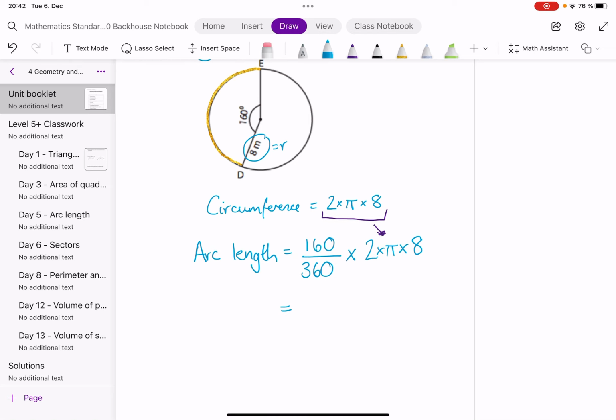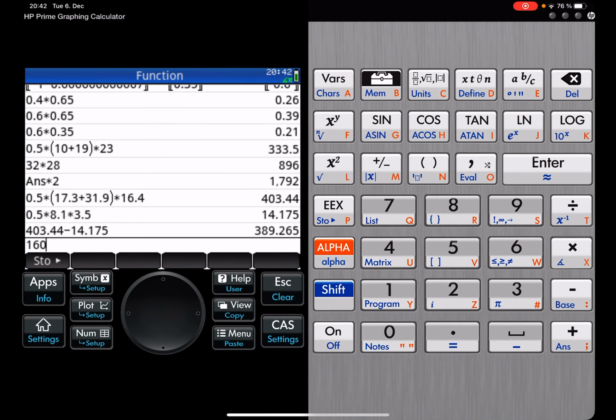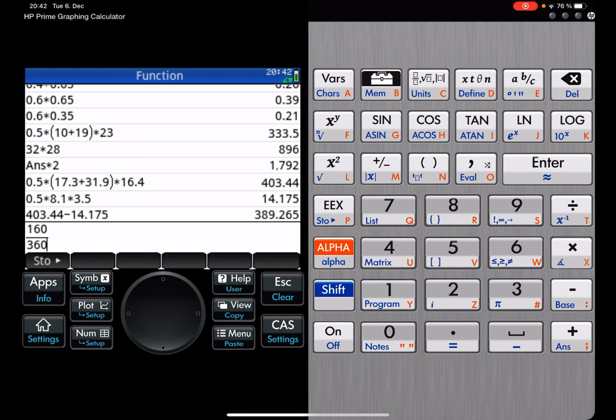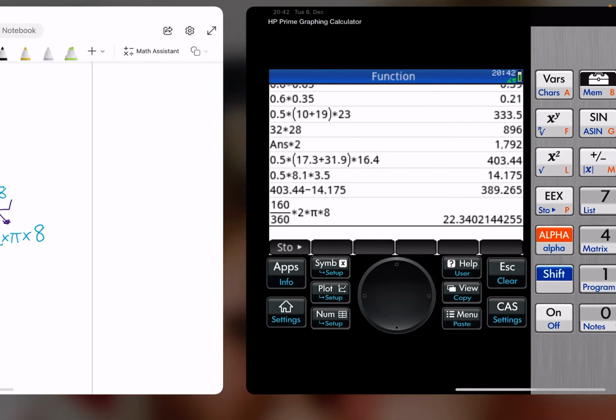Okay, so now I'll just grab my calculator and calculate this. 160 divided by 360 times 2 times pi times, I think r was 8. There we go. Okay, obviously we're using pi, so we get lots of decimal places. I think I'm going to round this to 22.3. So I'll round it to one decimal place.